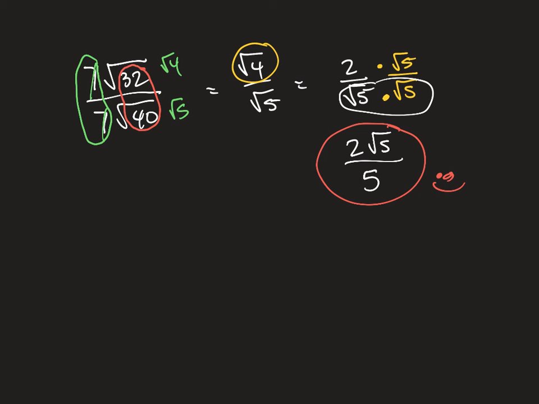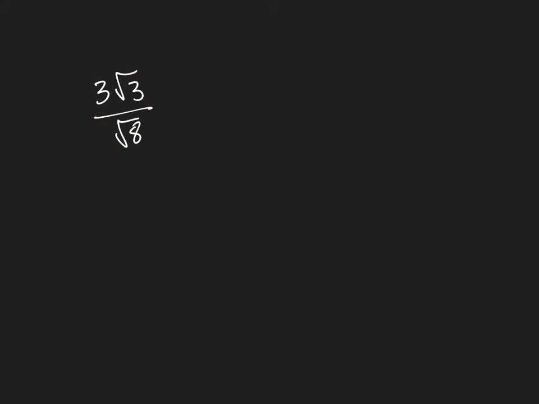I'll put one more on and then we'll call this a video. So let's take a look at 3 square root of 3 over the square root of 8. Now, I only have one rational coefficient, so I'm not going to be able to reduce 3 over 1. I leave the 3 alone. And 3 over 8 doesn't reduce, so I can't really reduce the fraction square root of 3 over square root of 8.